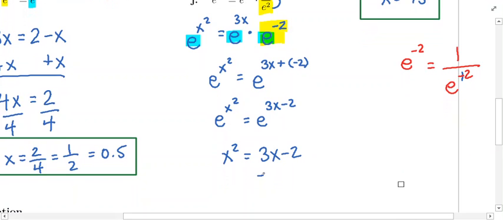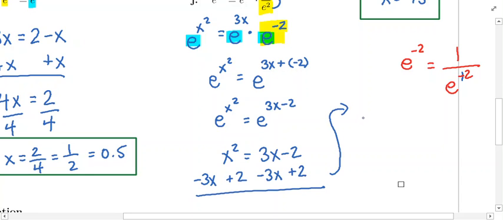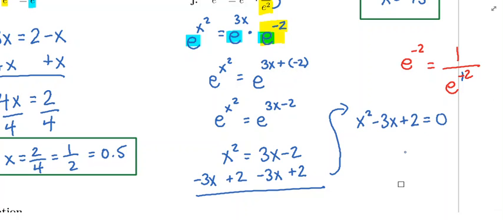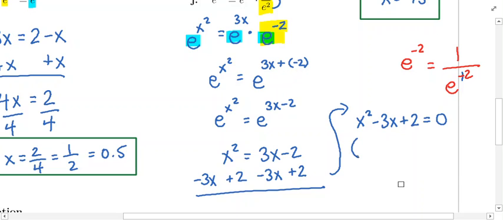So we need to move the 3x over, and we need to move the 2 over. Always move things so that the x squared stays positive. It makes your life easier. So we're going to get x squared minus 3x plus 2 is equal to 0. Again, you've got to either factor or use the quadratic formula to solve this. This should factor easily.